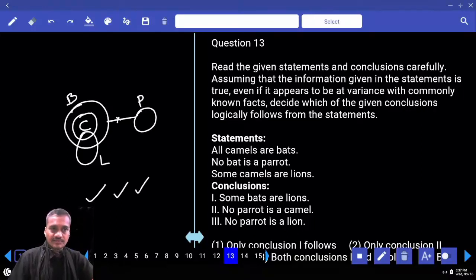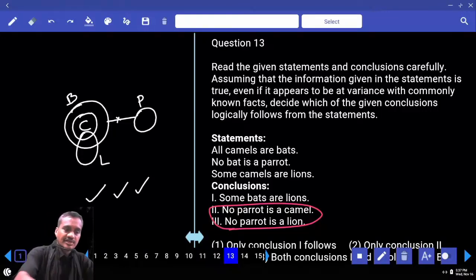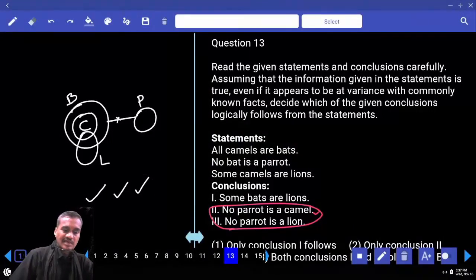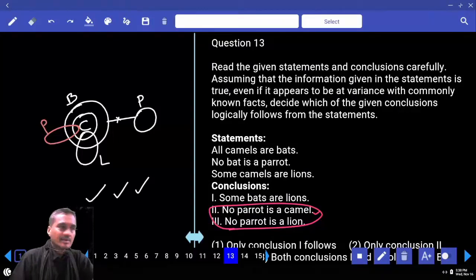And out of these three, the second and the third are what? Negative conclusions. As they are negative conclusions, we need to draw an alternate diagram. No parrot is a camel, false, or some parrots are camels. Can I write parrot like this? No, it is not possible because bat and parrot cannot be intersected at all. If we write some parrots are camels, then no bat is camel will become false. Statement invalid. We cannot draw an alternate diagram, this will be true forever.